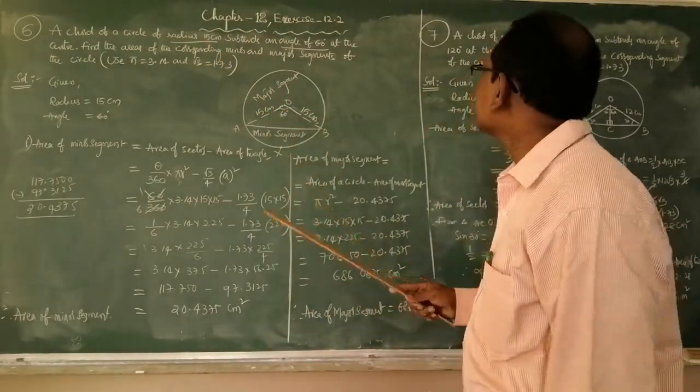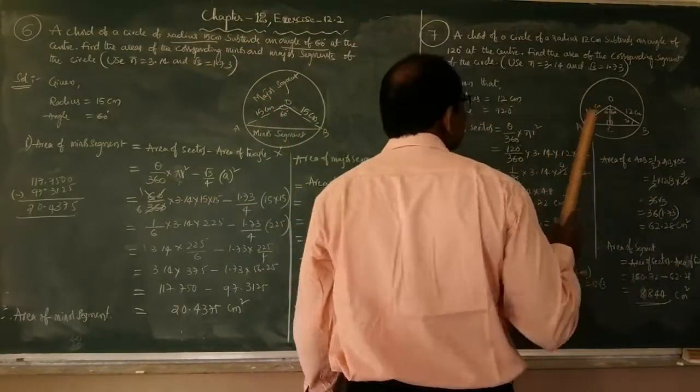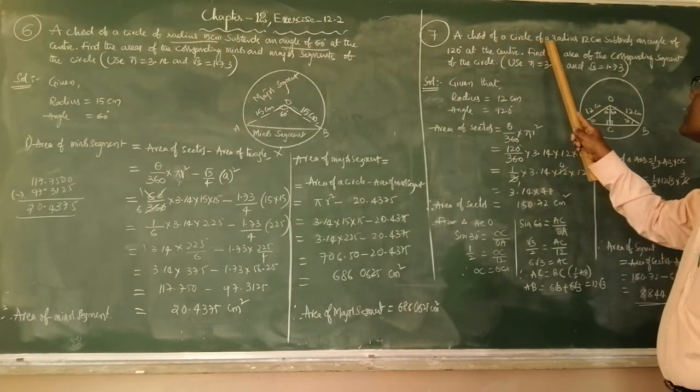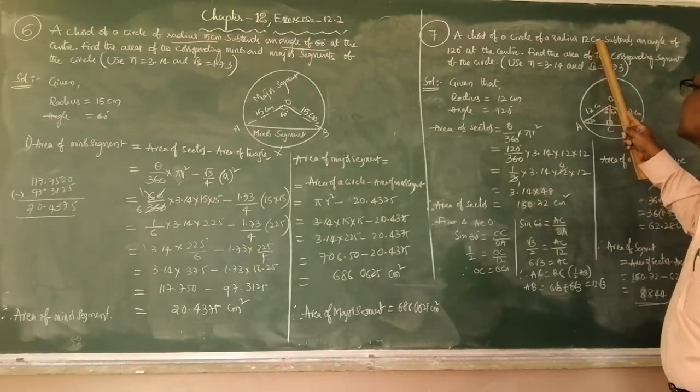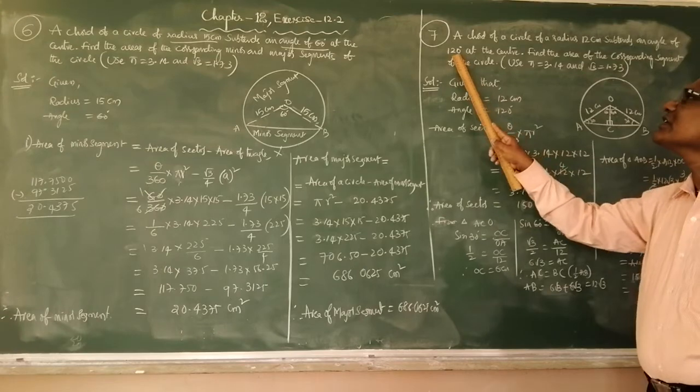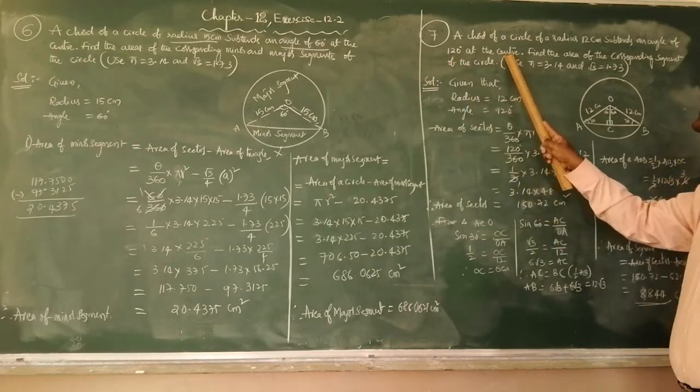Now we come to the 7th one, children. Just look here, all of you. A chord of a circle of radius 12 centimeters subtends an angle of 120 degrees at the center. Here 120 degrees is given at the center.